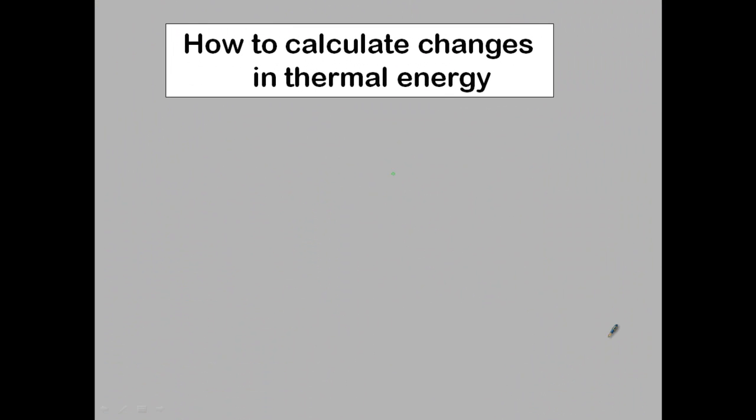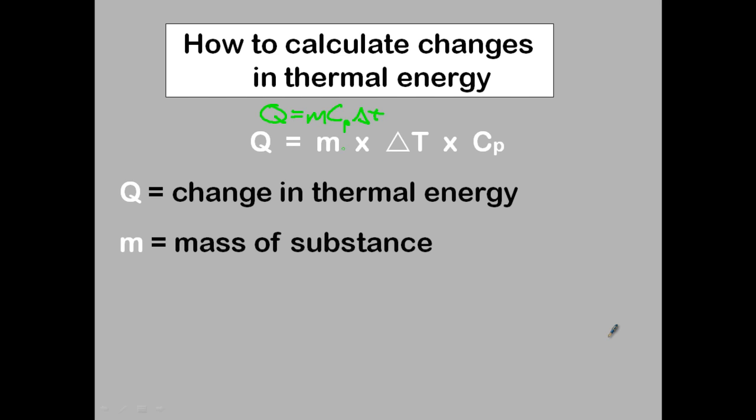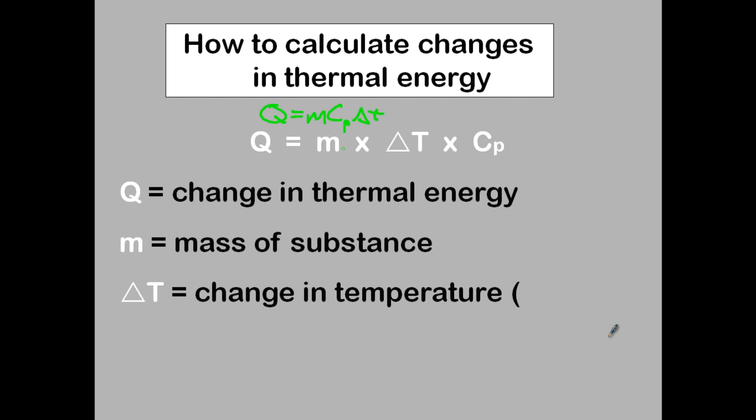And now we're going to learn how to calculate the changes in thermal energy. An equation you should know already: Q equals mc delta T. You can rearrange this however you want. Q is the change in thermal energy. m is the mass of whatever substance we're talking about. Delta T is the change in temperature.